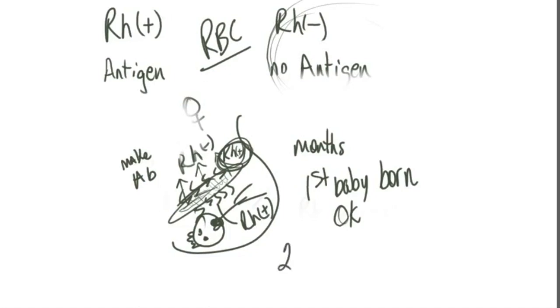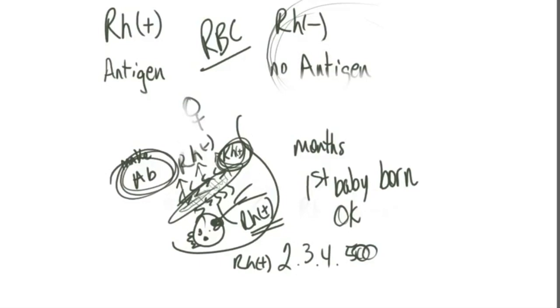However, baby number 2, baby number 3, baby number 4, baby number 500. Wow. That's a big uterus. Okay. Each subsequent baby, if they are Rh positive, then the mom already has these. Her body has the memory of that. As soon as the baby's blood gets up there, she cranks up her production really fast, and it harms whatever positive baby this is. Okay?